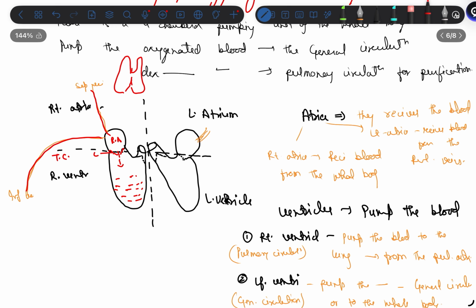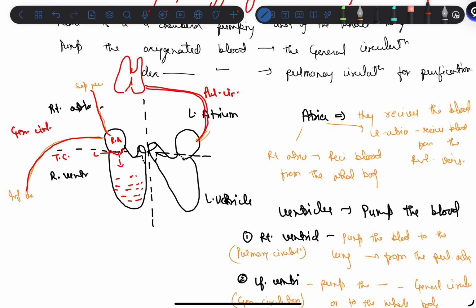Similarly, on the left side, the left atria is filled with the blood which comes from the pulmonary circulation, and the blood into the right atria is coming from the general circulation. The atria are the receiving unit. The left atria is filled with the blood, the mitral valve opens, and the blood is pumped into the ventricular chamber of the left heart.